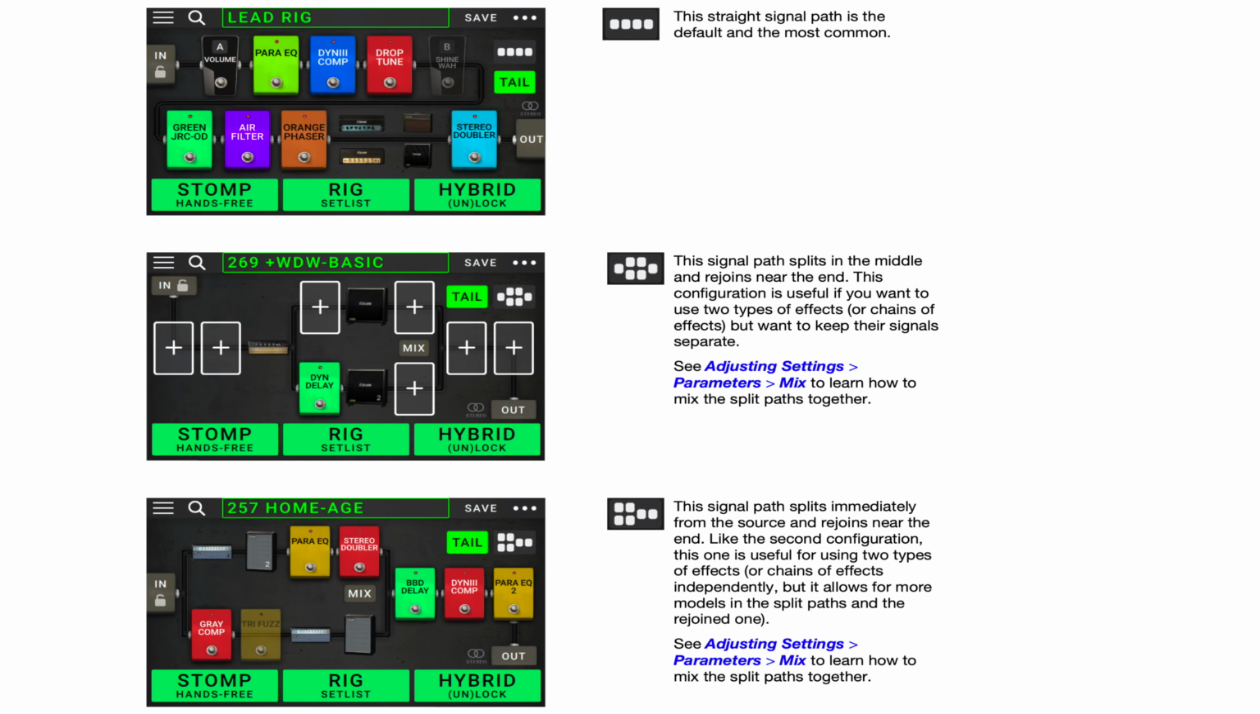As shown in the picture, the signal chain can be serial, parallel with 3 effect blocks before the parallel split and 2 after, or parallel with 2 chains of 4 parallel effects and 3 serial effects after the parallel split.